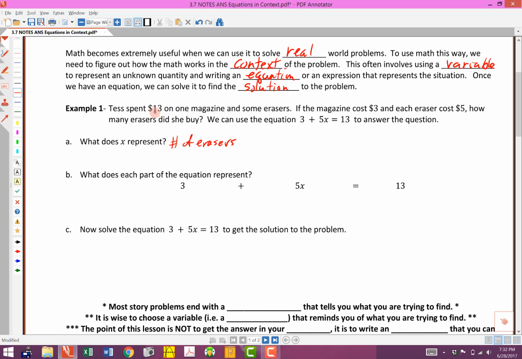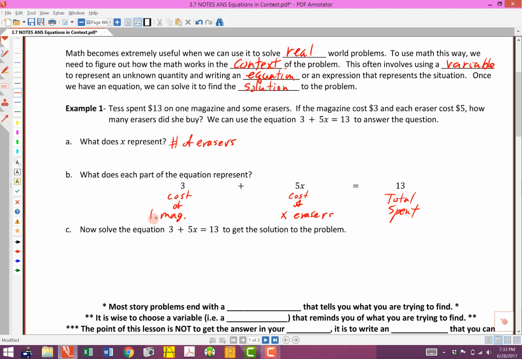So 13 is how much she spent altogether, so we'll write total spent on this. The magazine costs $3. So that $3 is the cost of the magazine. And then 5x. Let's see. Each eraser cost $5. So that 5 right there represents the cost of an eraser. And this is the number of erasers. So this represents the cost of x erasers.